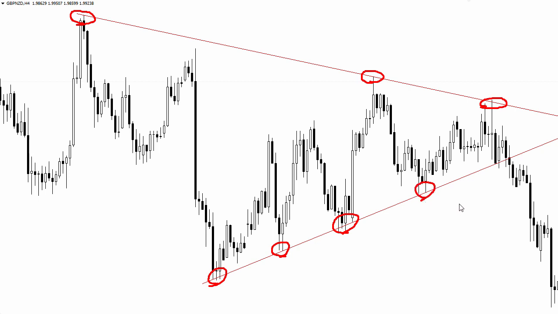Essentially, once you have this drawn, you're really just waiting for the market to break out from the pattern. Once you have these levels on your chart, it's really just a matter of being extremely patient and waiting for that close outside of the pattern.